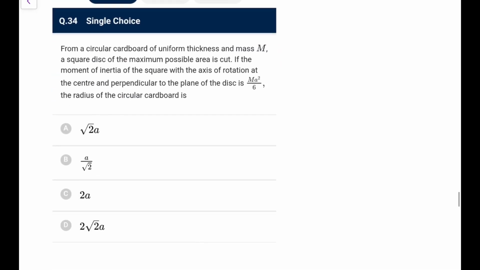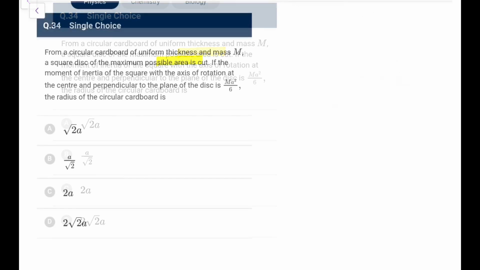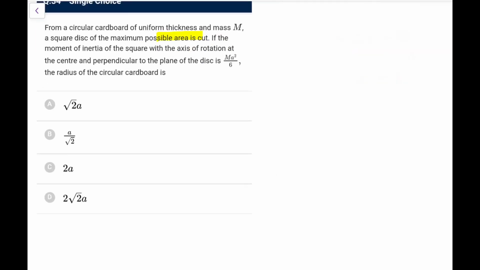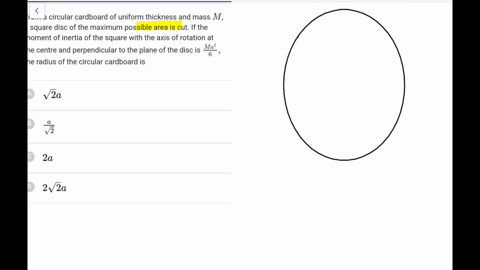Next. From a circular cardboard of uniform thickness and mass m, a square disc of the maximum possible area is cut. If the moment of inertia of the square with the axis of rotation at the center and normal to the plane of the disc is Ma square by 6, find the radius of the circular cardboard. So let me draw it like this. This is the square, and we have taken out the maximum possible area, that would be like this. This is a square disc taken out.